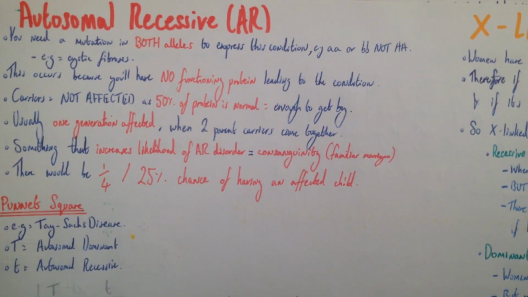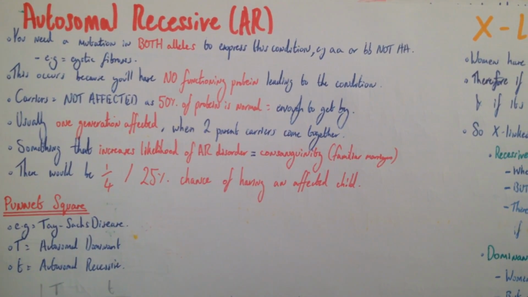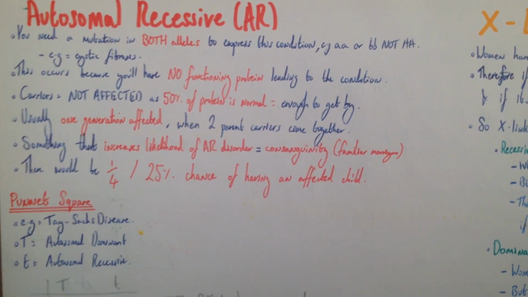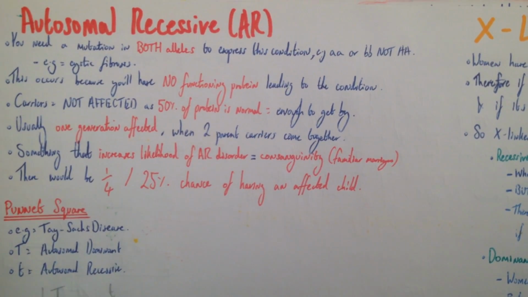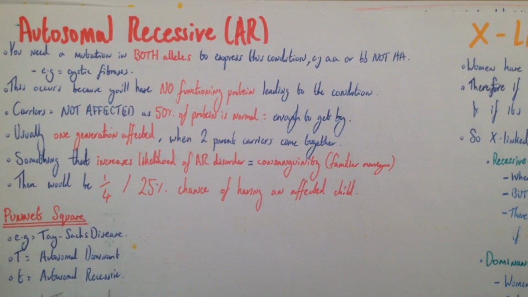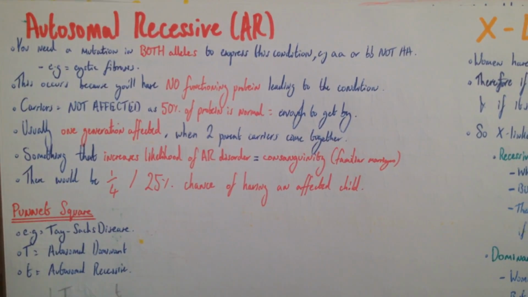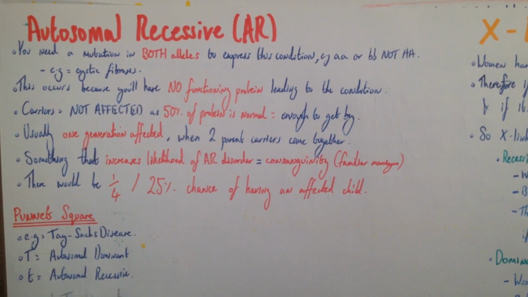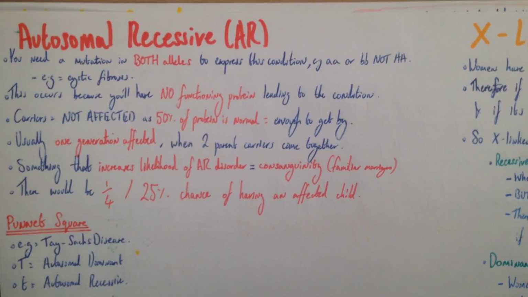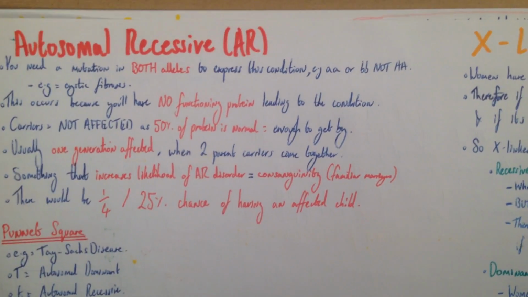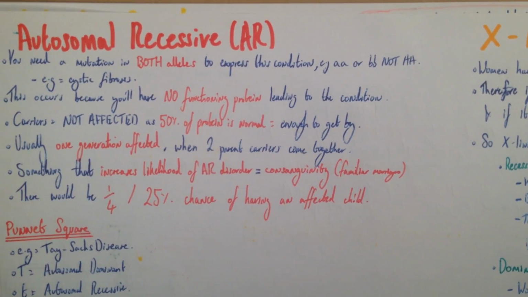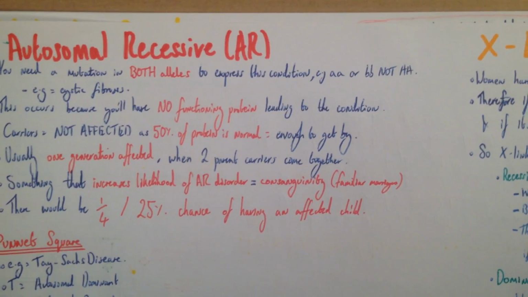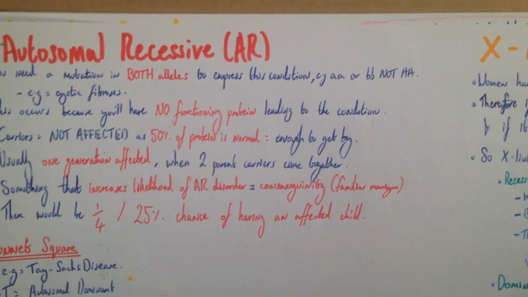Something that increases the likelihood of autosomal recessive disorder is consanguinity, which we talked about earlier, which are familial marriages. There would be a quarter or 25% chance of having an affected child, but that really depends on whether both are carriers, or one is a carrier and one is normal. I'm not too sure, but anyway, let's stick with it.